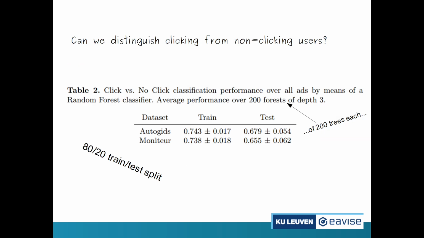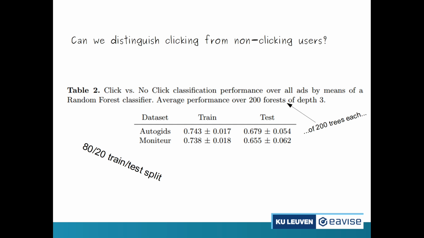The first question we asked ourselves is, can we distinguish between users that clicked on an ad and those that didn't, using the data and features at our disposal? This table shows the average results from an experiment with 200 random forests with 200 trees, each of depth 3, where each run uses an 80-20 train test data split.